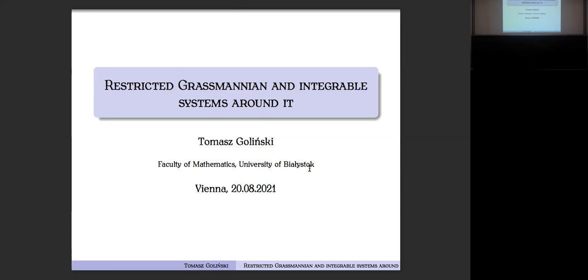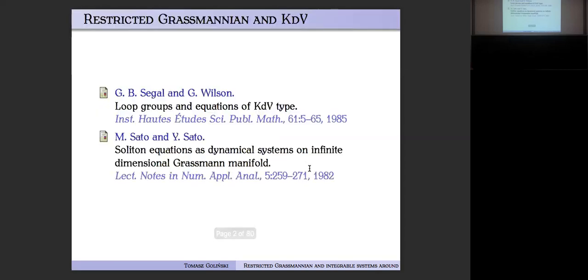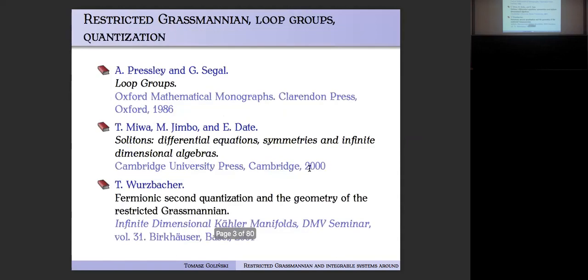Okay, so the restricted Grassmannian is one of the examples of a non-trivial Banach manifold. So during my talk, I will only stay in a Banach setting. I will not go to any more difficult things. This Grassmannian appeared in connection with the KdV equation. These are the main papers where it happened. I'll shortly say what the construction was, and it also has many other applications in mathematics and physics.